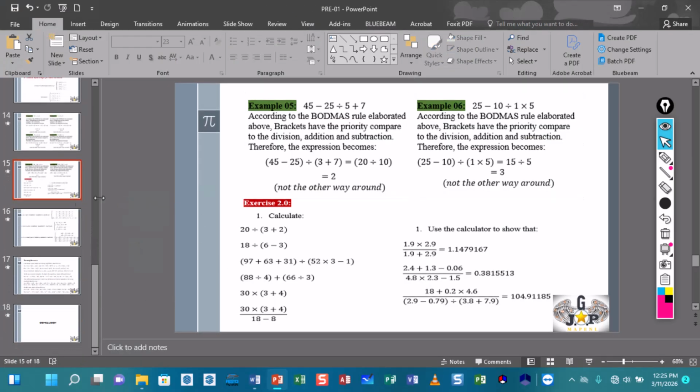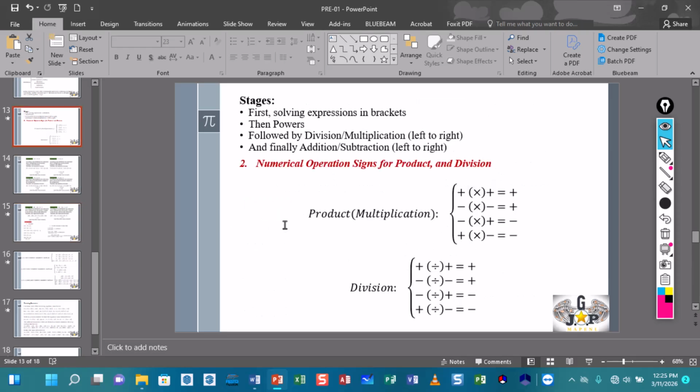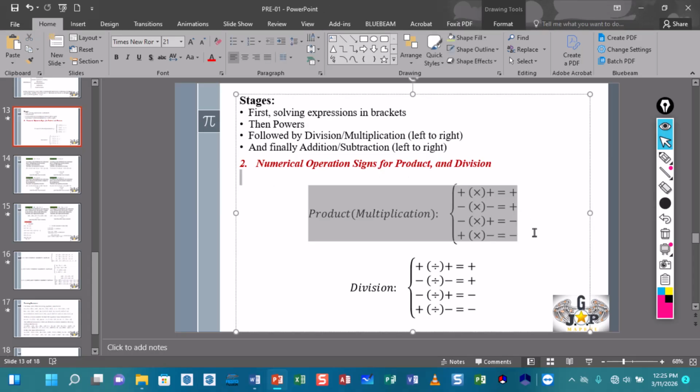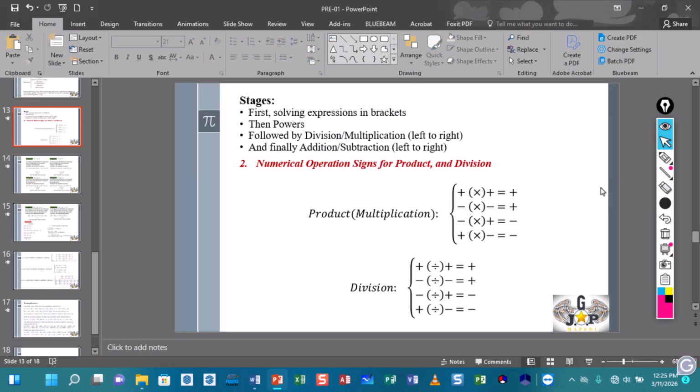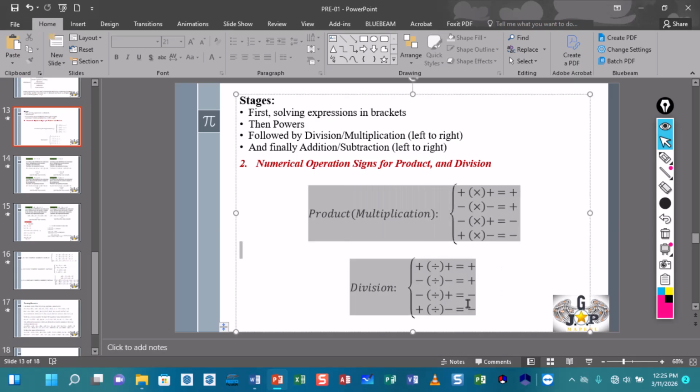So let's keep going. Let's go back now, right here, with the numerical operation signs for product, addition and division. This is very, very crucial. Until death do us part, you have to understand this. If you do not, it will become a nightmare for you. You start losing marks if you do not master the signs.